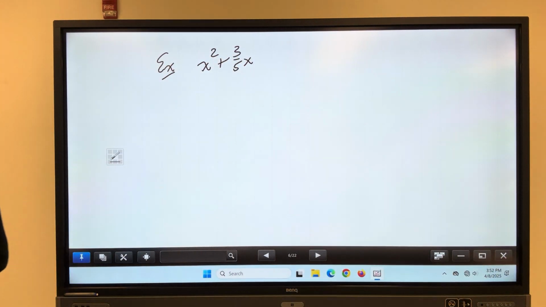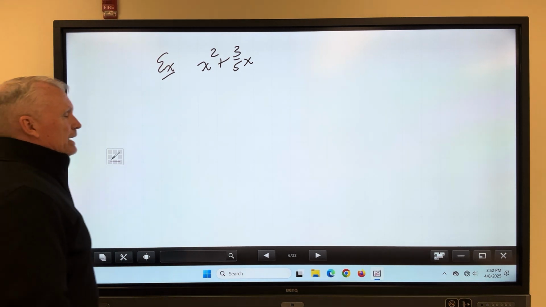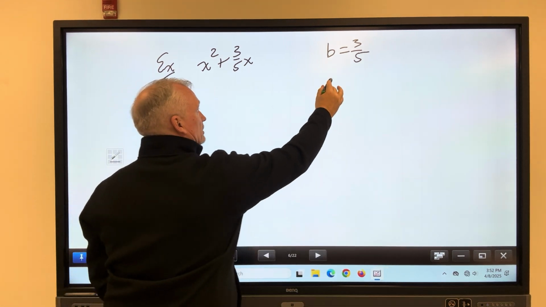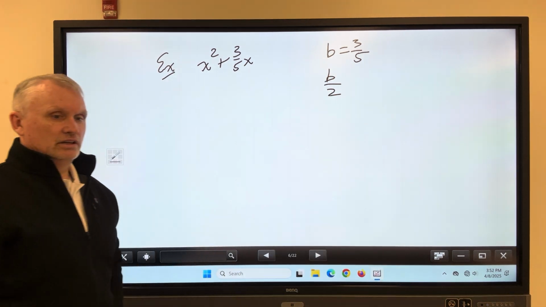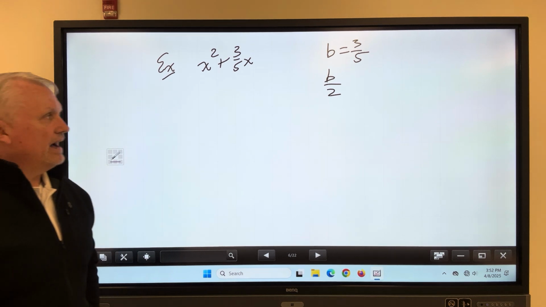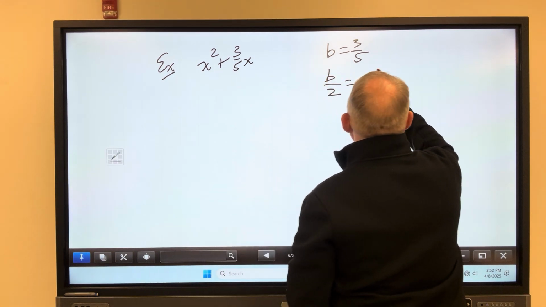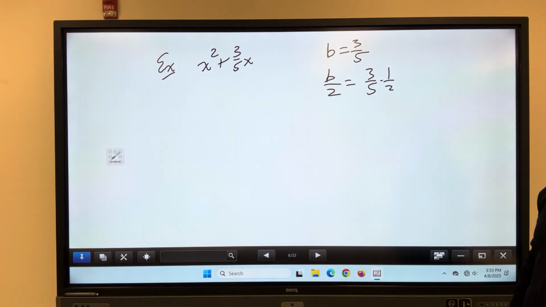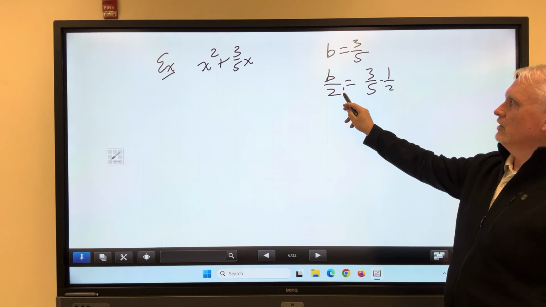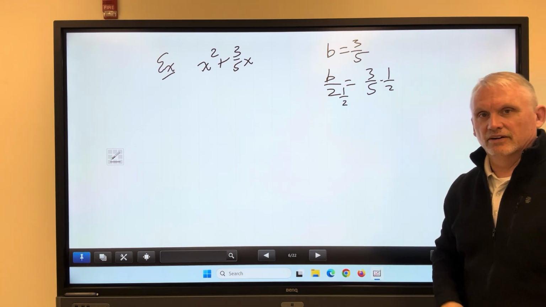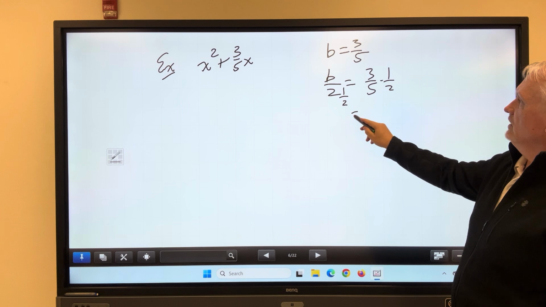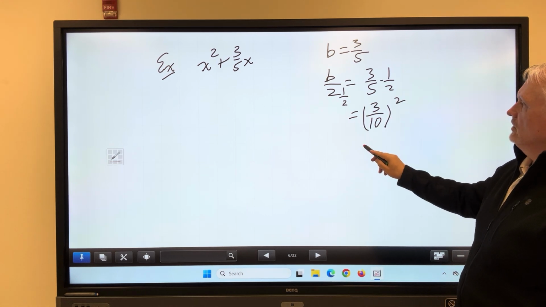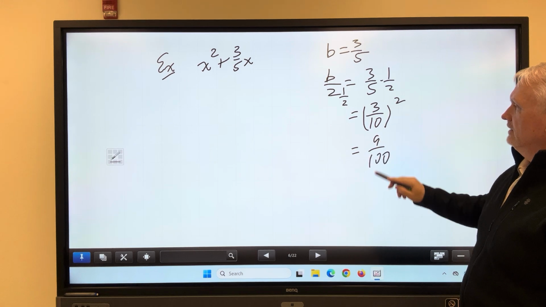Ooh, fraction. B is 3/5. B over 2. Well, it's almost like you're multiplying by a half. So this is 3/5 times 1 over 2, because if you're dividing by 2, it's like you're multiplying by a half, just so you know. So this is 3 over 10. Well, now I got to square it. So this is 9 over 100.